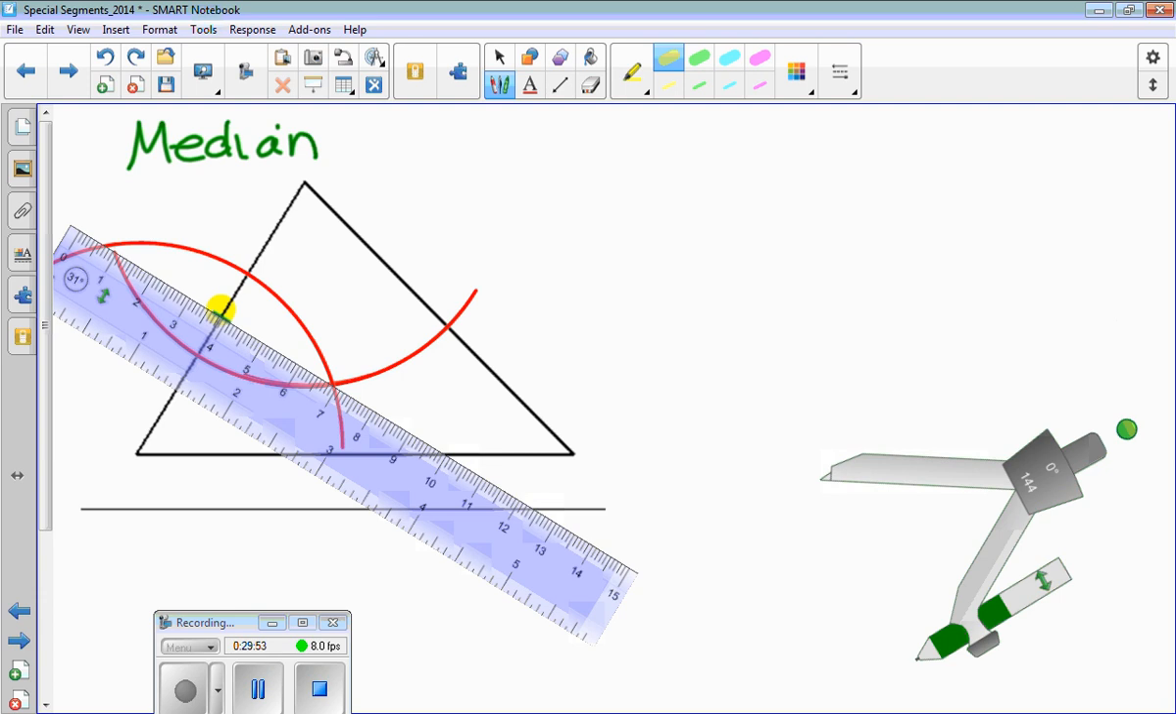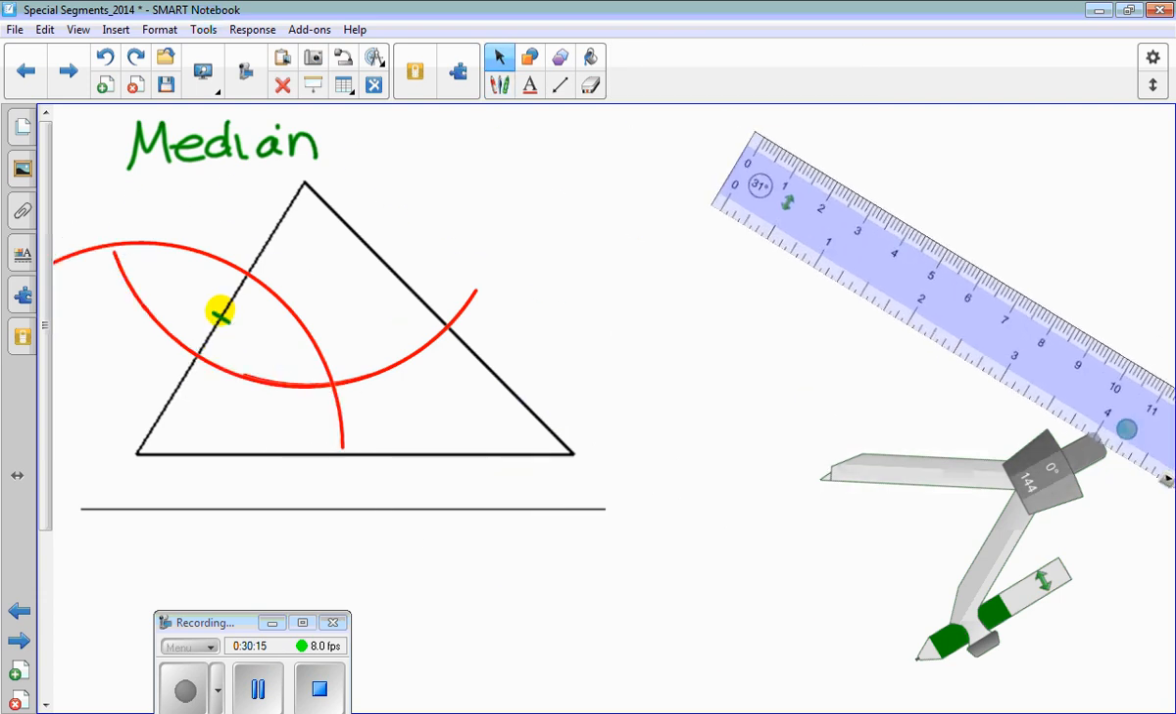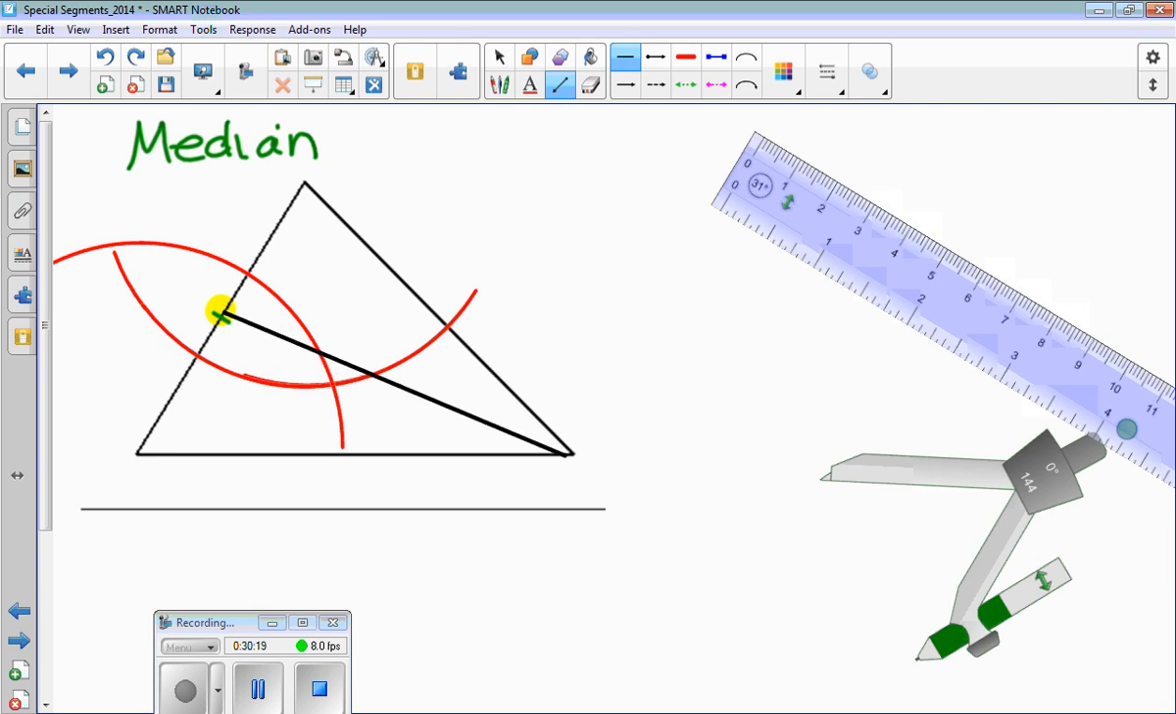Just make a dot for the midpoint. That's it. The line is perfect. Now the median. The median is the segment from this midpoint to the opposite side, or the opposite vertex. Right? That's what the median is.